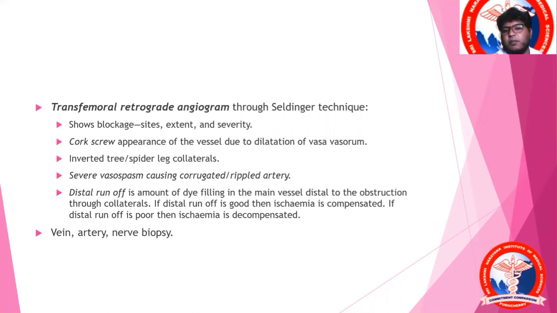Distal runoff is the amount of dye filling in the main vessel distal to the obstruction through collaterals. If distal runoff is good, then ischemia is compensated. If distal runoff is poor, then ischemia is decompensated. And we take vein, artery, and nerve biopsy.